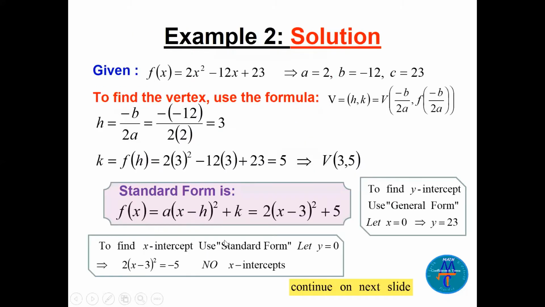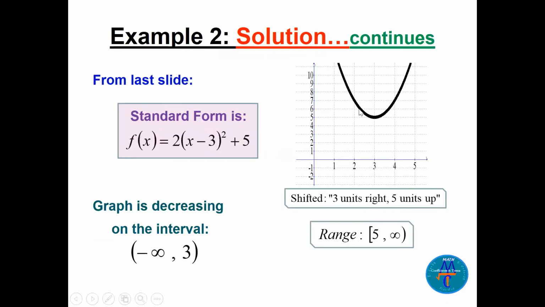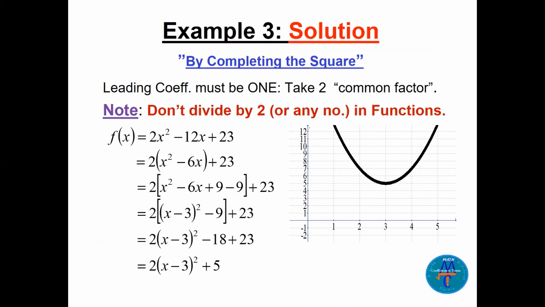Instead of using h and k here, you can always use h and k. And also you can use completing the square. Look here, nice method. Completing the square. This is a function here. And we know in completing the square, the leading coefficient must be 1. So this must be 1. But since this is a function, do not divide by 2 or any other number in the functions.